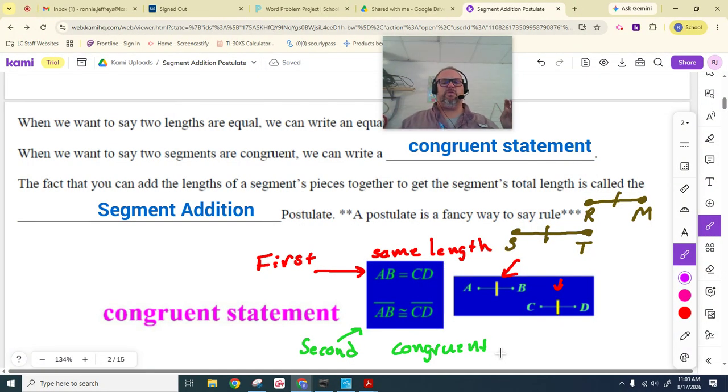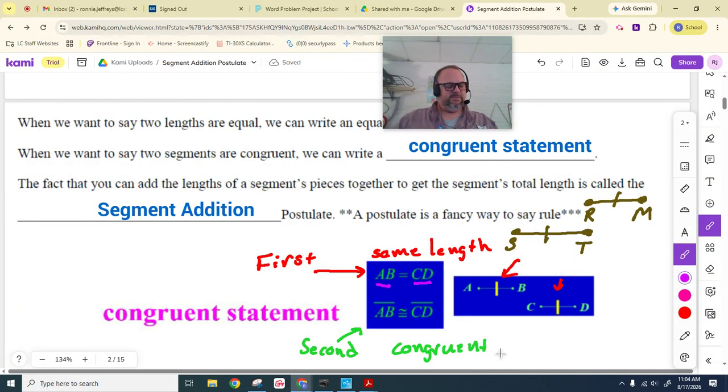So don't get caught up in what a postulate means. Just know that it's a fancy way to say rule. Now, for our congruent statements, the first thing we have to say is that AB is equal to CD in length. We have to say that first. That's coming up for something later on in the next month or so. Then we can say that they're congruent. I know some of y'all will be like, well, why can't you do this? You have to do one thing, then another. It's a step-by-step process.